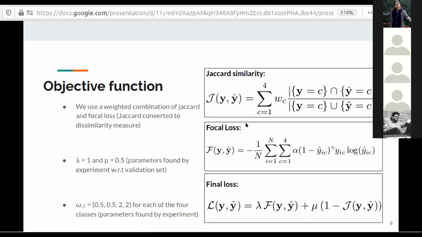And these numbers were found by experiment. We also use the focal loss, which is well known to address data imbalance for any classification or segmentation tasks. So we combine these 2 losses and add 2 regularization terms, which are 1 and 0.5. And also these numbers were found with respect to the validation set.